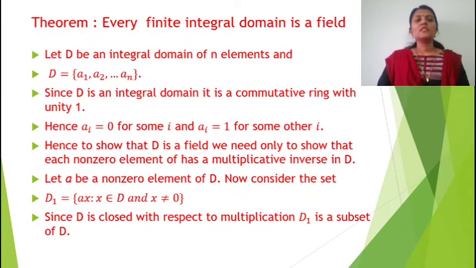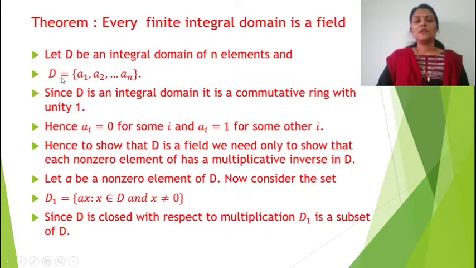Now we have already learnt every field F is an integral domain. Today the theorem is: every finite integral domain is a field. So we have a finite integral domain, which is a commutative ring with unity without zero divisors. Now we have to show that all non-zero elements have a multiplicative inverse, to show that it's a field. So from the beginning, let D be an integral domain of n elements. Given that it is finite, we take the number of elements in the integral domain as n and name the integral domain D.